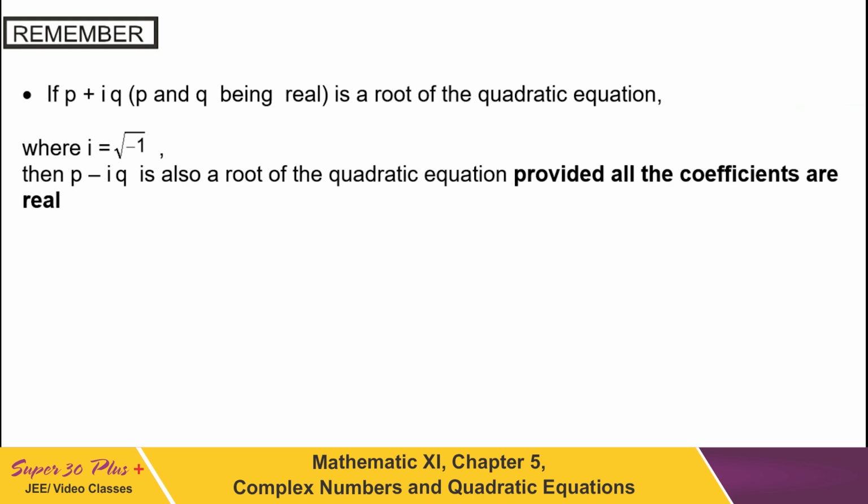One important thing is here, if p plus iota q, where p and q are real, is a root of a quadratic equation, where iota is equal to root of minus 1, then p minus iota q is also a root of the quadratic equation, provided all the coefficients are real. This is the important concept. Coefficients must be real, then we can say if one root is p plus iota q, then the other root must be p minus iota q.